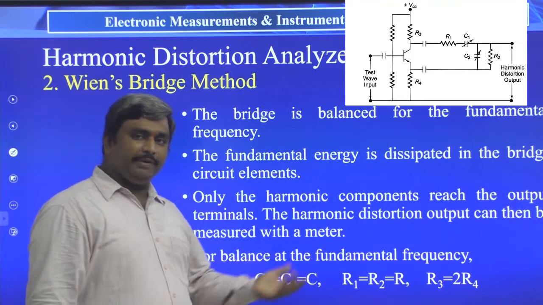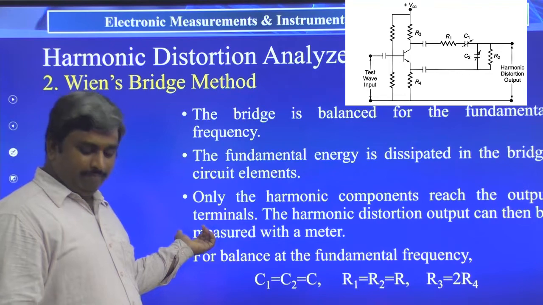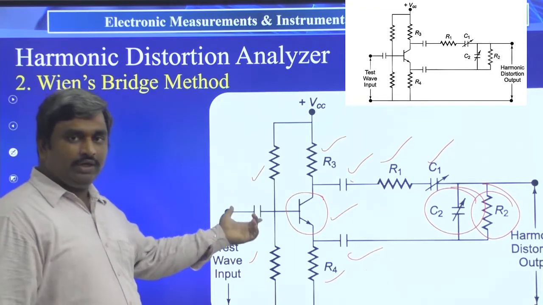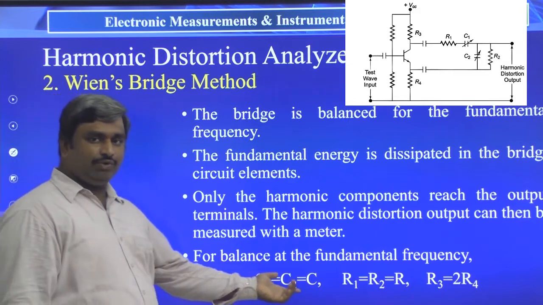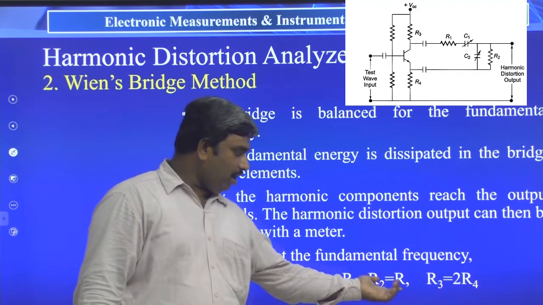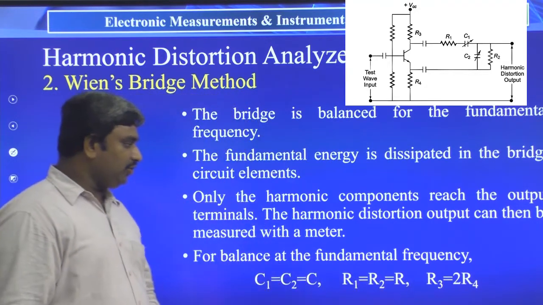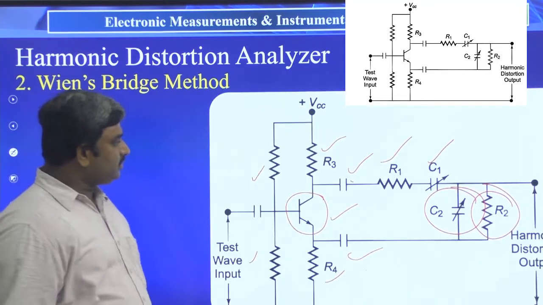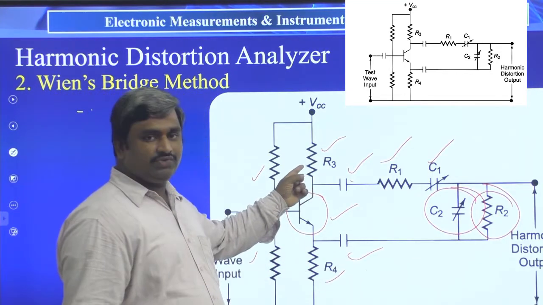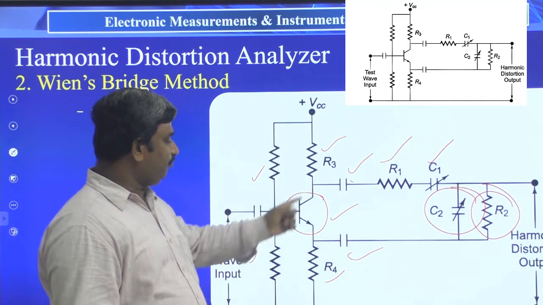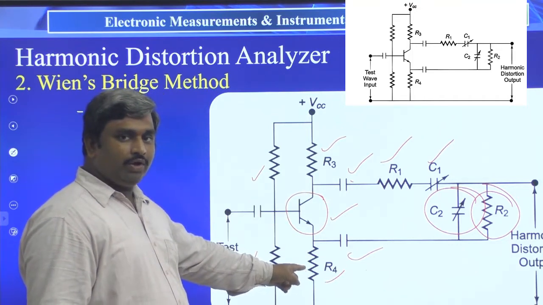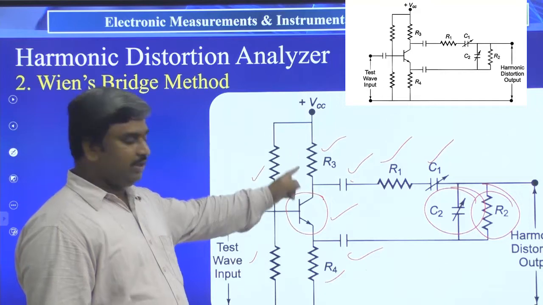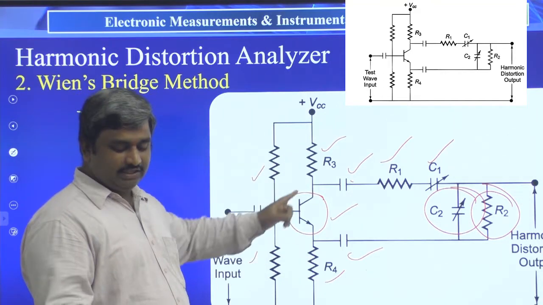To balance the bridge in this circuit, you have to take C1 = C2 = C, R1 = R2 = R, and R3 = 2R4. See here, where R3 is this one, and this is R4. If R4 is 1 kilo ohm, then R3 is 2 kilo ohms. If it is 3 kilo ohms, it is 6 kilo ohms.